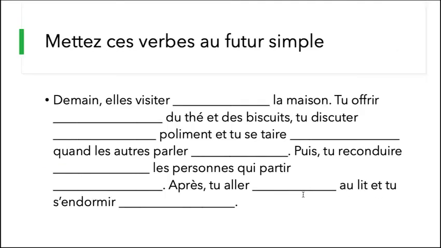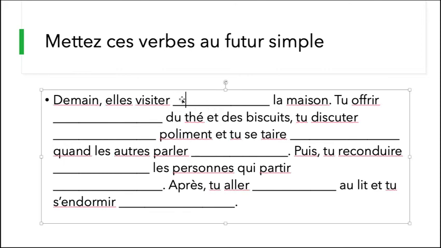All right, so you might see something like this on the midterm or the final exam. So let's try and do this together here. And this is why I make these videos, because I give you some sort of idea of what you're supposed to see on an exam. Mettez ces verbes au futur simple. Demain, elle, visiter la maison. Right away you'll know that it's futur simple because we're using demain. Elle, it's an ER verb, right?